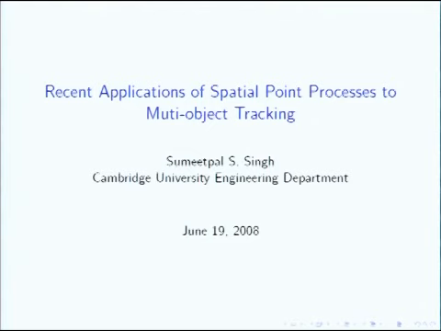So I should mention that multi-object tracking is not a new problem, and it's a problem that's been studied in engineering for about 2 decades at least, and there's a lot of activity in computer science as well.